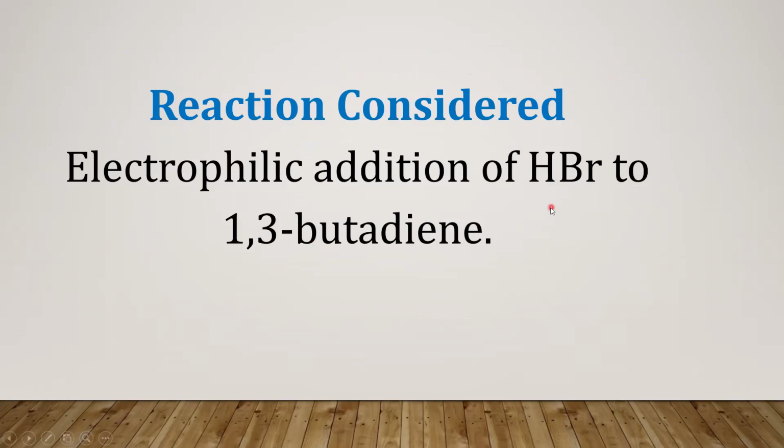So what will happen? Our HBr will ionize. There is a difference in electronegativity, so bromine will take up the electron density towards itself. So it will attain one negative charge, and our hydrogen will have some positive charge. So H plus and Br minus; likewise, our HBr will exist.